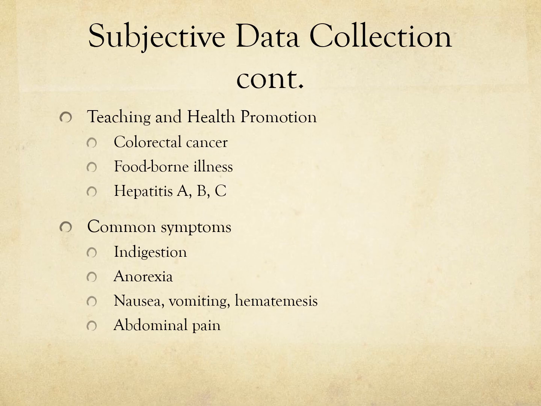Hematemesis, meaning vomiting blood, is always concerning. Patients may describe bright red blood or vomit that looks like coffee grounds, which can indicate upper GI bleeding.